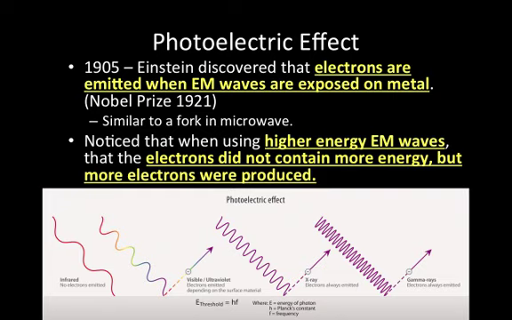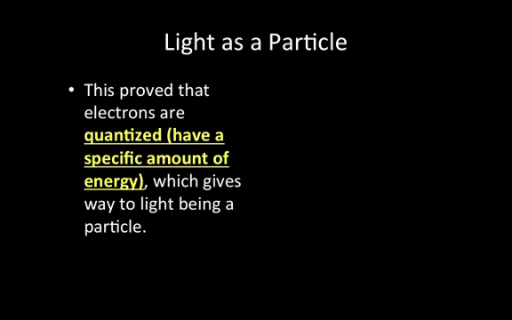He won the Nobel Prize for this in 1921. So, this proved that electrons are quantized, meaning that they have a specific amount of energy. This lets us know that light exists as a particle. So, we have light as a wave and light as a particle, and this brings up some interesting concepts when we talk about how electrons behave.